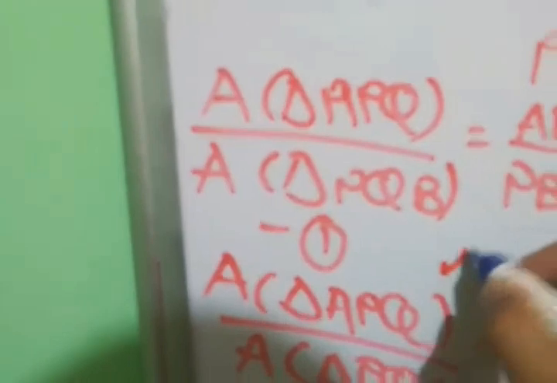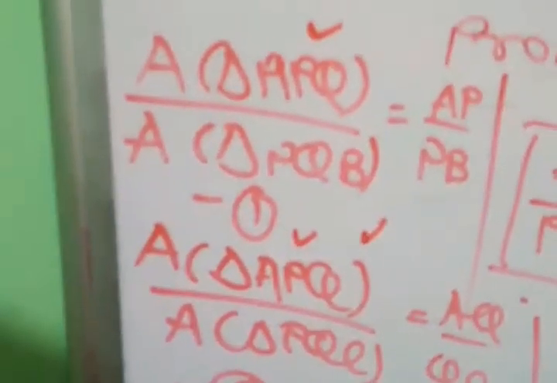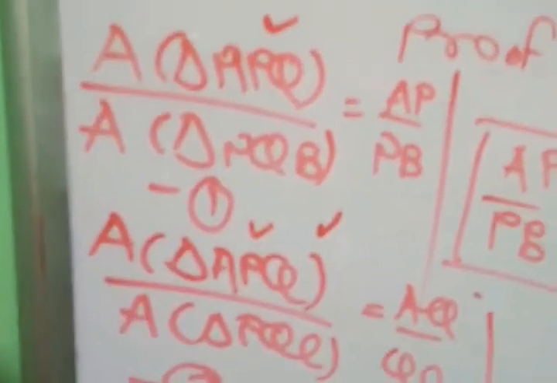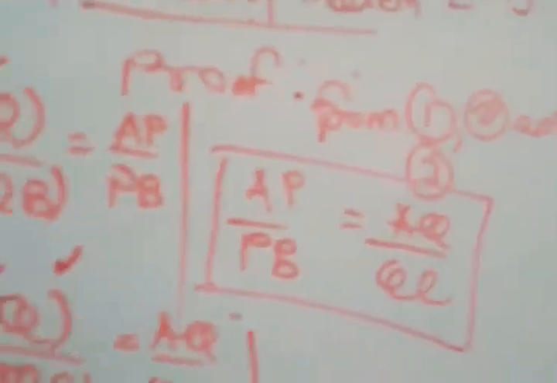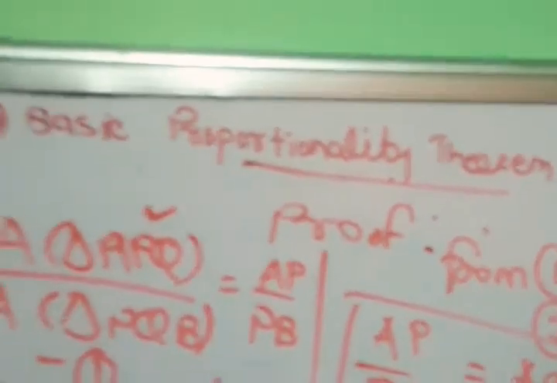So friends, PQB and PQC are equal, and APQ and APQ are equal because APQ is the same, and PQB and PQC are equal from 3. So AP by PB and AQ by QC are also the same in ratio. So the proof of our theorem BPT is also complete.